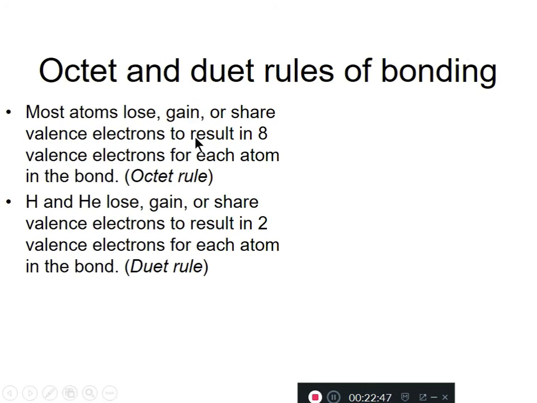Again, when we talk about the octet and duet rules, most atoms are going to lose, gain, or share valence electrons to result in 8 valence electrons for each atom in the bond. That's what we call the octet rule. Oct, like octopus and octagon, stands for 8. However, hydrogen and helium are going to lose, gain, or share to result in 2 valence electrons.